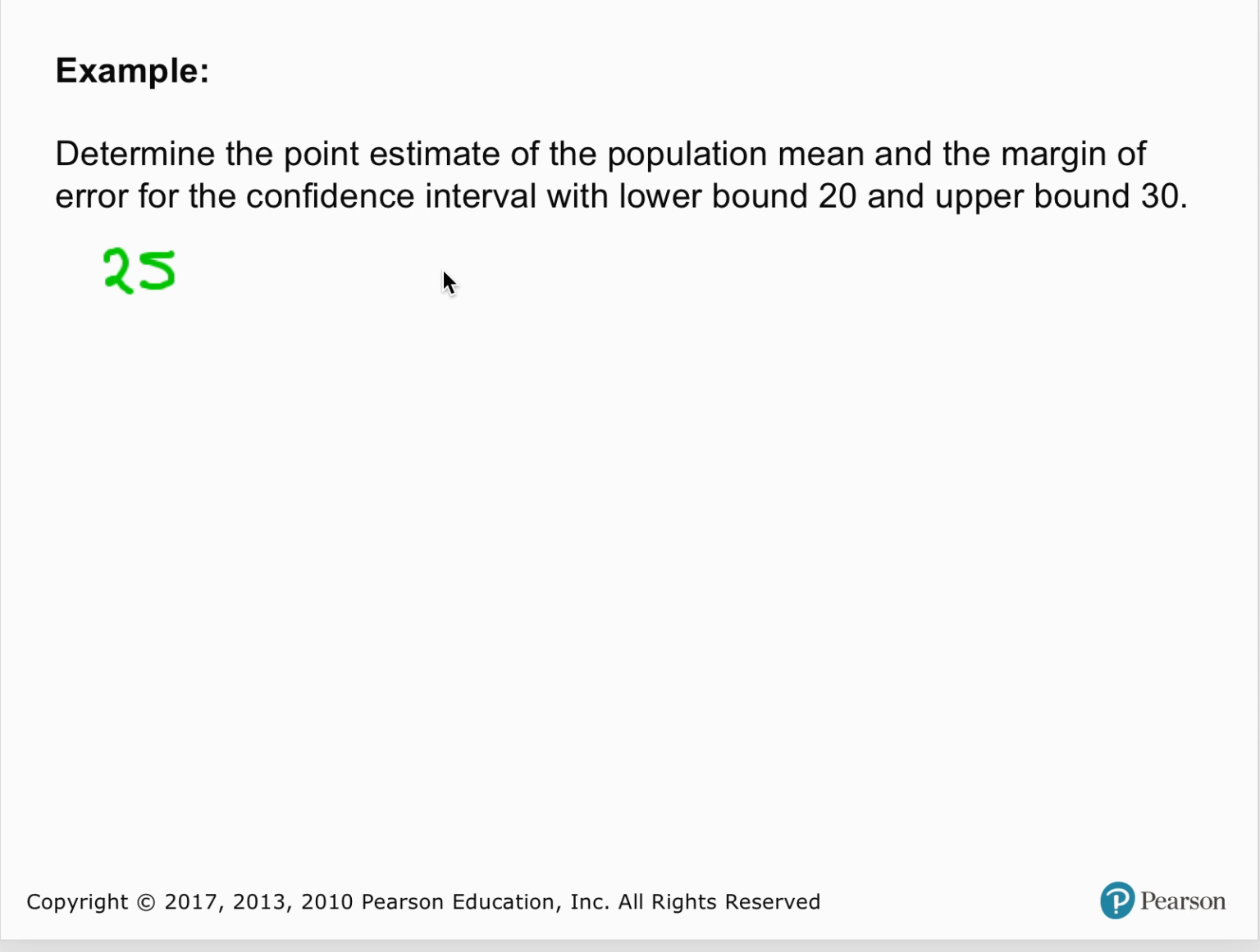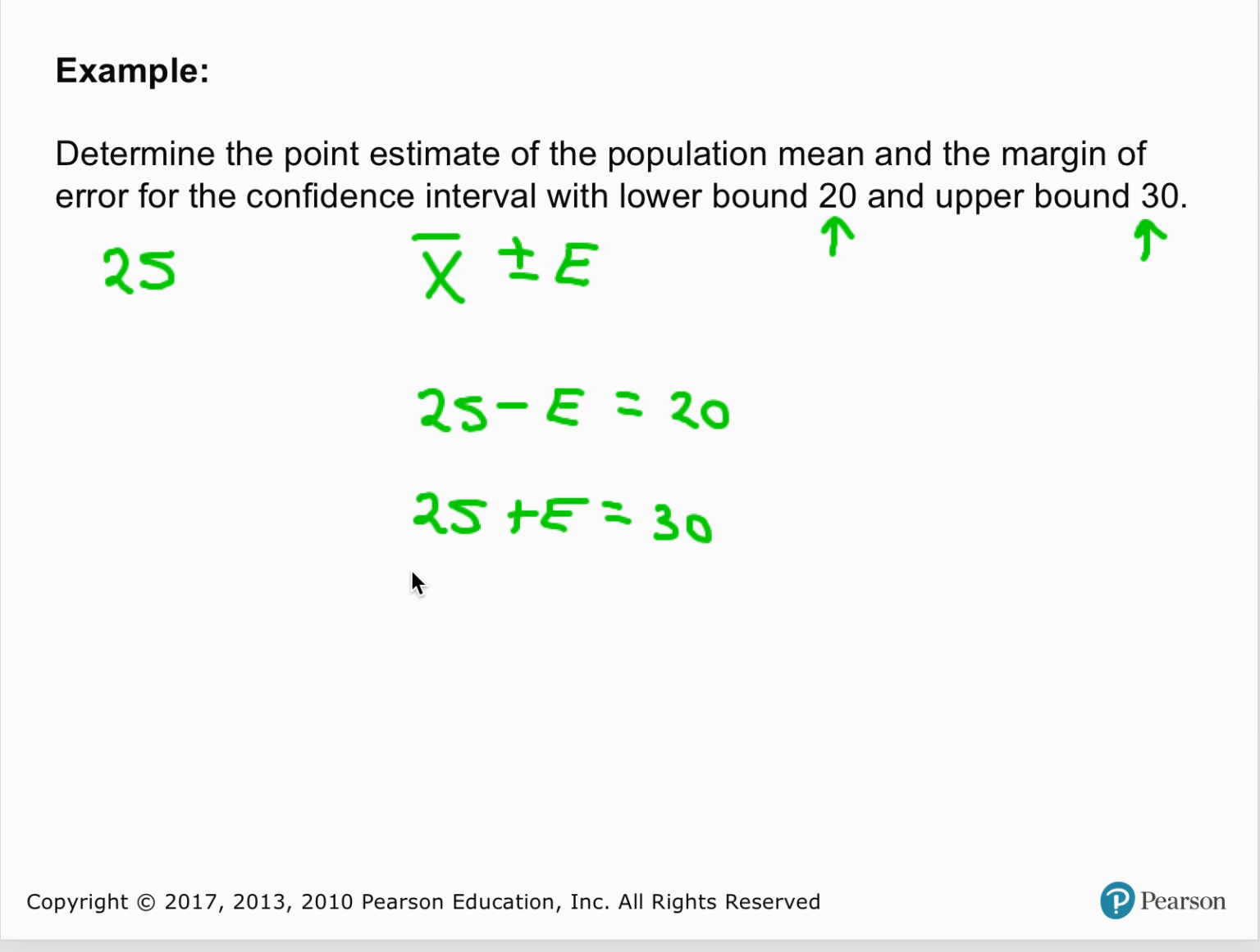Okay, now the margin of error, remember your margin of error is this. So if I'm looking for my margin of error, I know that I can do either one. I can take my point estimate and I can subtract my margin of error, and that's going to leave me my lower bound. Or I could have said, well, my point estimate plus my margin of error is going to give me my upper bound. I can solve either one of those. Either one of those is going to tell me that my margin of error is 5.